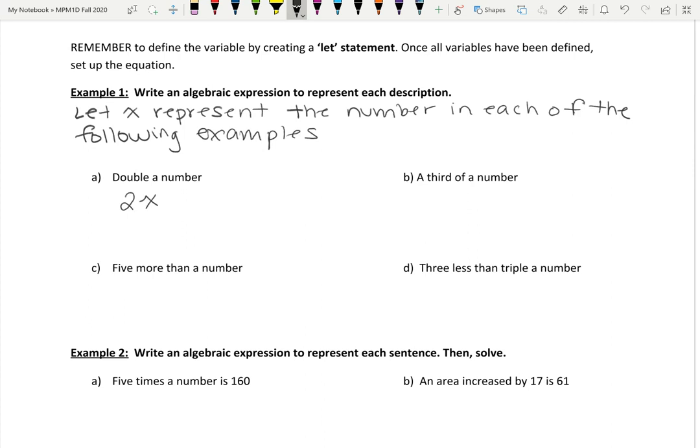B, a third of a number. So remember your number is x. So 1/3 of it would be dividing it by 3, or 1/3x. We can write it either way. Because remember our last lesson we were talking about how this really means 1/3 times x, which when you simplify is x/3, which is what this says over here.